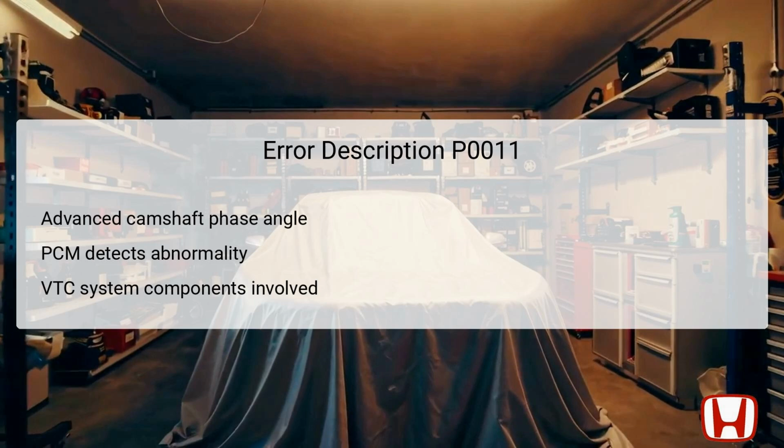The VTC oil control solenoid valve controls oil flow to the VTC actuator, which in turn adjusts the timing of the camshaft. If the actuator is not functioning correctly, this can lead to excessive advance in the camshaft timing, impacting engine performance and efficiency. Understanding where these components are located and how they interact is vital for effective troubleshooting.